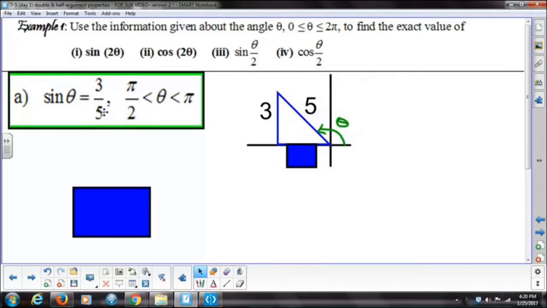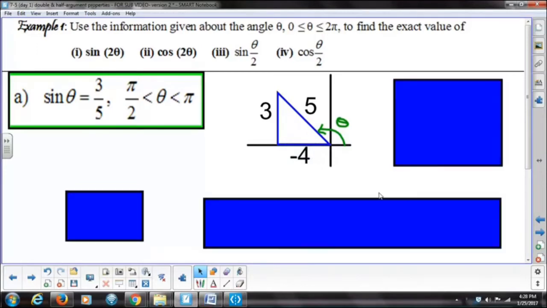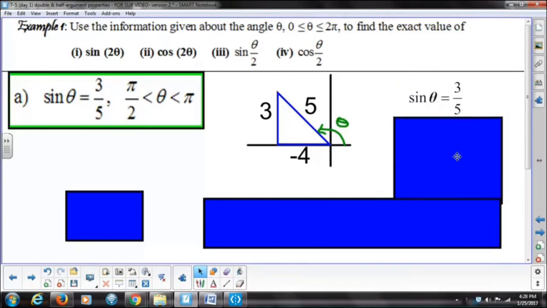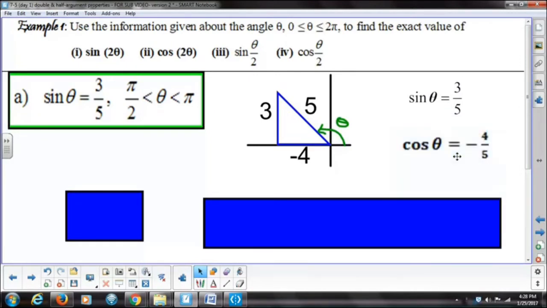Now we're told that sine is 3/5. Remember that sine is y over r. So we know our y value is 3 and our r value is 5. Hopefully you realize this is a 3, 4, 5 triangle, but because the x value goes to the left, we know that's going to be a -4. From here, you just need to figure out the sine of theta and the cosine of theta. Of course, you were already given the sine of theta is 3/5, and then the cosine of theta is just going to be -4/5. The other thing you need to figure out is half theta.